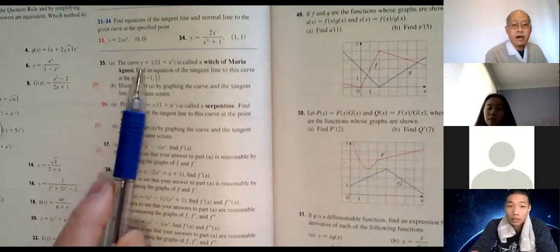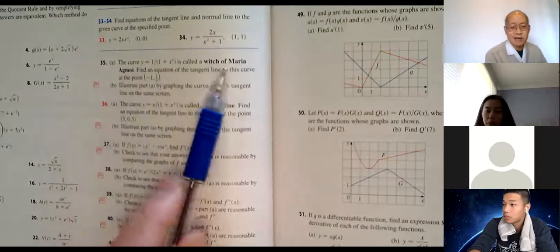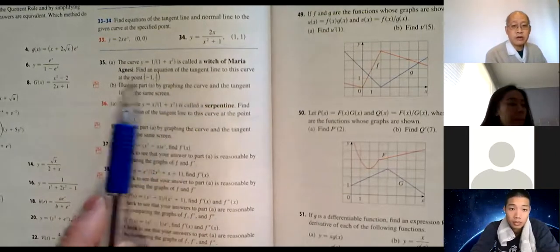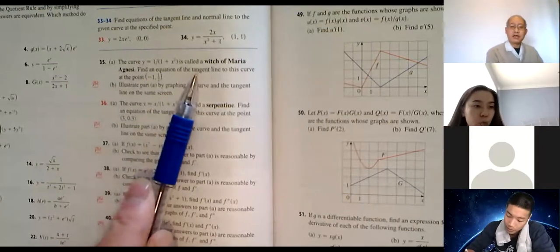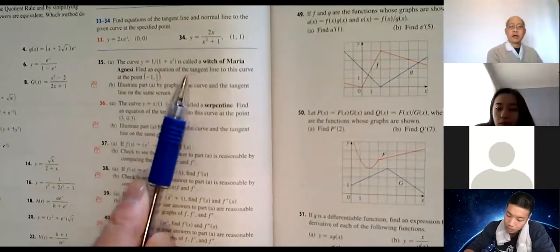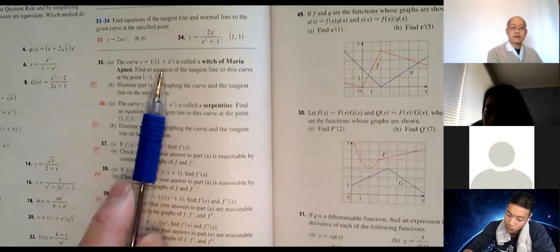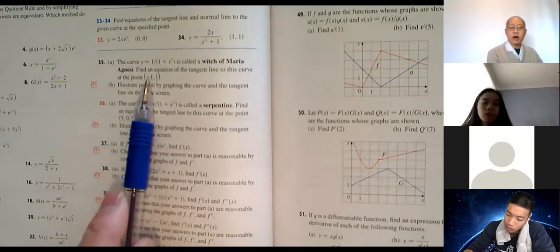Okay, the curve y equals 1 over 1 plus x squared is called a witch of Maria Agnesi. And don't worry about the name. Okay. Find the equation of the tangent line to the curve at the point (-1, 1/2). Aha. So you'll see that theme over and over and over again. So whatever this thing looks like, you take the derivative, plug in -1, and then do your y minus y1 equals m times x minus x1.